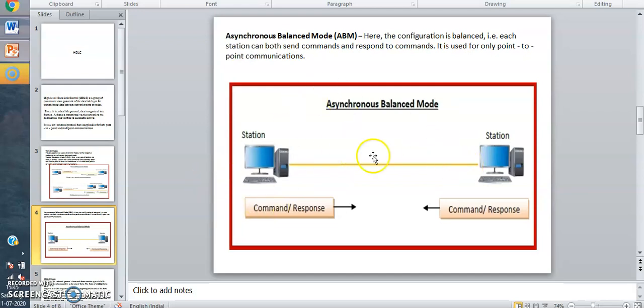Here we have station 1 and here is also station 2. Either station can send commands and can receive commands. This is typical in connections between two computers and in the X.25 interface standard. Here a station can send a command or send a response, and here also a station can send a command or response.